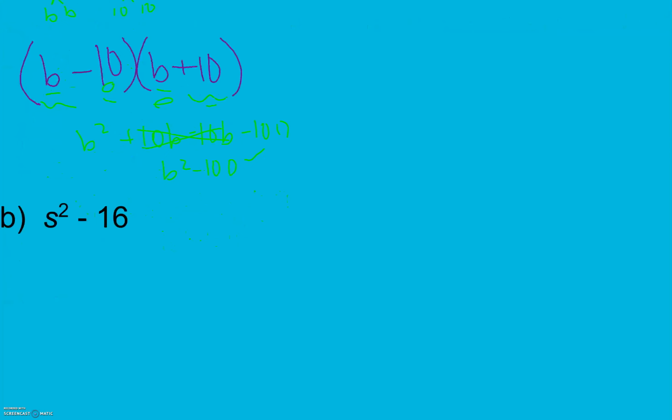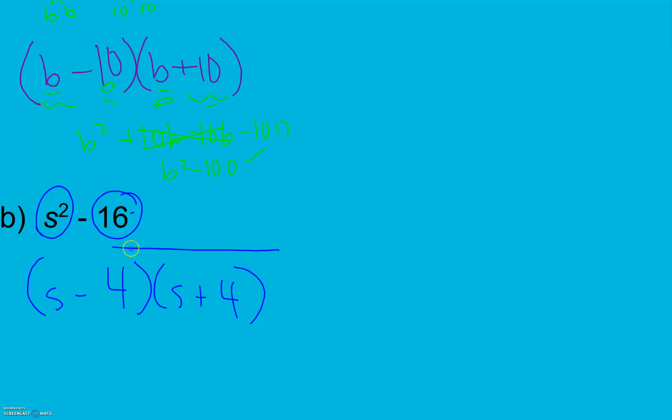Here we have s squared, which is a perfect square, s times s. And 16 is a perfect square, 4 times 4. Since we're multiplying to a negative 16, or because we're taking the difference of two squares, our signs are different. So anytime we see just two terms, one of them is squared, quadratic, and one of them is constant, degree 0, difference of two squares is where we want to check first.